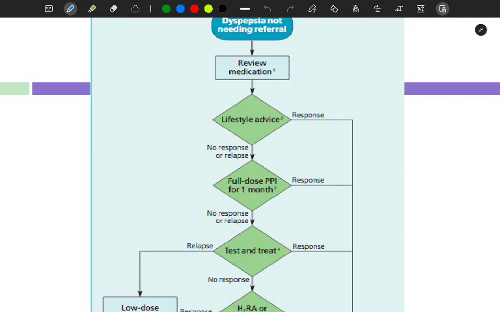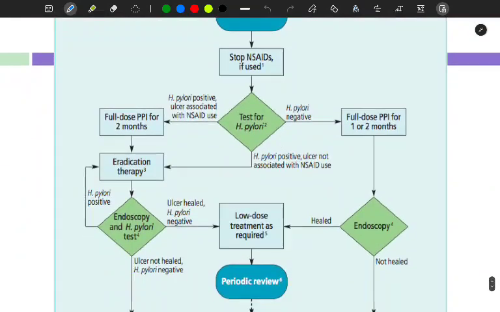Gastric ulcers, again, you stop the NSAIDs and test for H. pylori. Negative: PPI for 1 to 2 months, endoscopy healed, low dose prophylactic treatment; not healed, refer to specialist care. H. pylori positive with NSAID: 2 full doses, 2 months of PPI plus eradication. Okay, and you test for the eradication as we said. If it's positive, re-eradicate. If it's negative and the ulcer healed, you give prophylaxis. Ulcer not healed, H. pylori negative, refer to the specialist to see what's going on, to take a biopsy. And when the ulcer is not healing, you start thinking about something malignant. Why is it not healing? Okay, next.